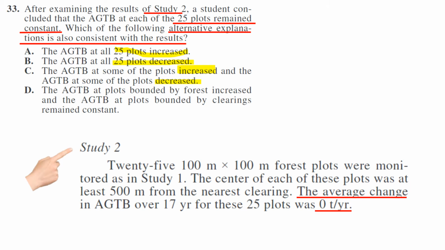Let's say you have a line of best fit here, and you have one that goes up and the next one goes down. That's going to average to 0, right? Another one goes up 2, the other one goes down 2, up 3, down 3. So some go up while some go down, the average change will still be 0. So your answer has to be C.